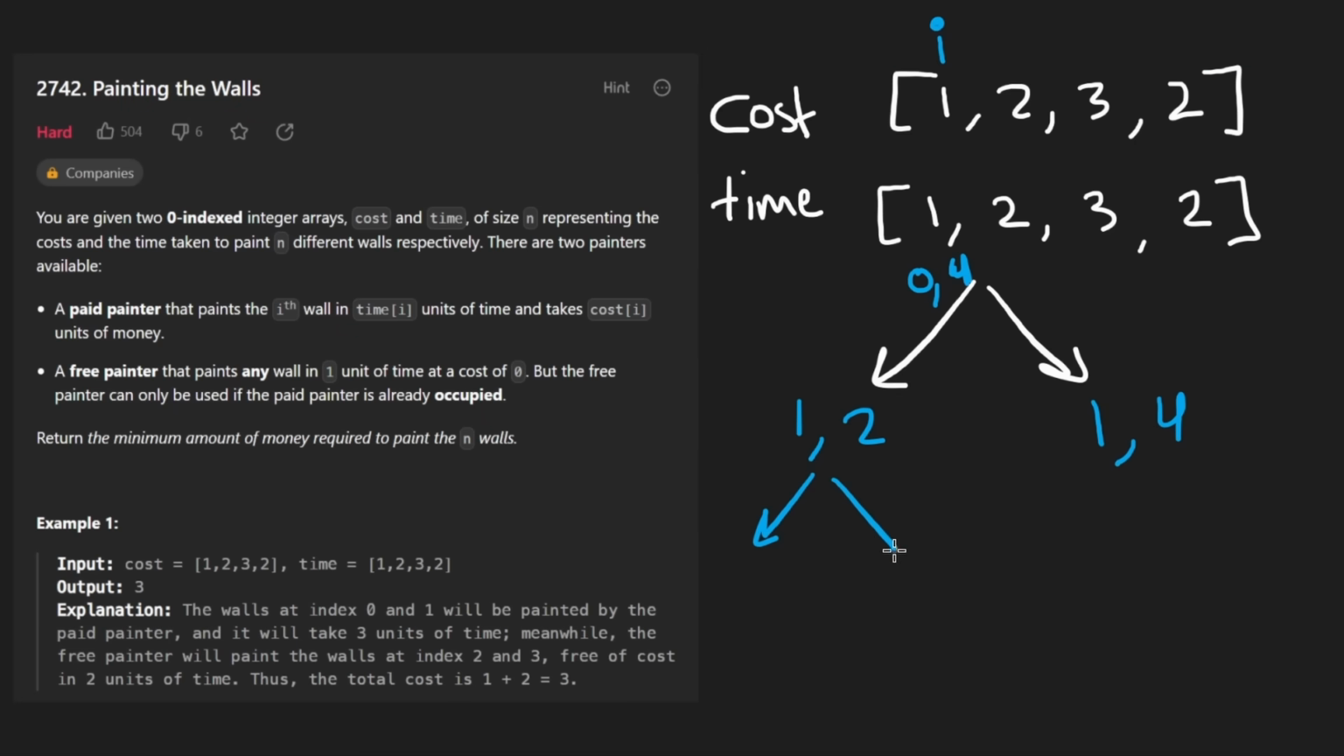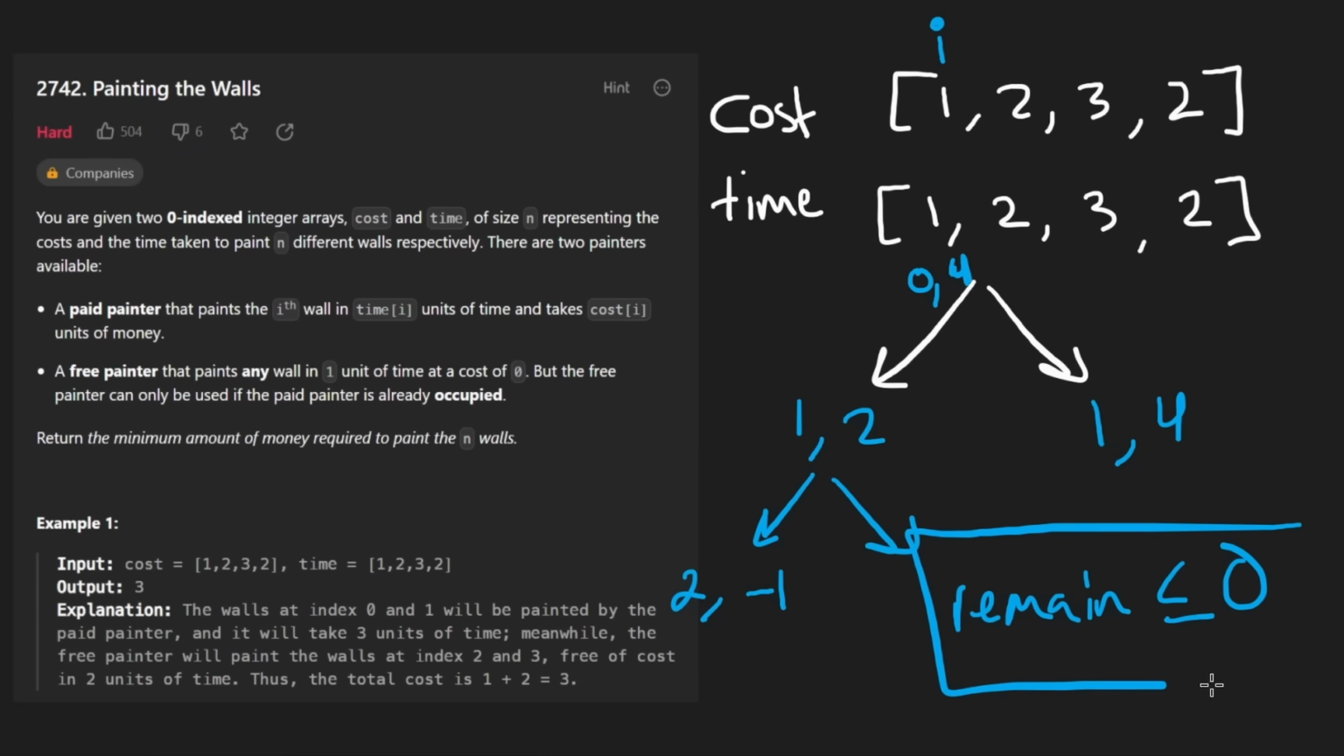If we go down this branch now, we're going to be here. We can choose to paint that wall or skip it. If we paint this wall, then first of all, we're at index 2, and we will take 2, which is how many walls we had remaining, subtract 1, and subtract the time it took to paint that wall, which is another minus 2. So now we're going to be at -1. We have -1 remaining. That means we probably painted all of the walls, right? So that's our base case. Anytime the remain count is less than or equal to 0, we are done.